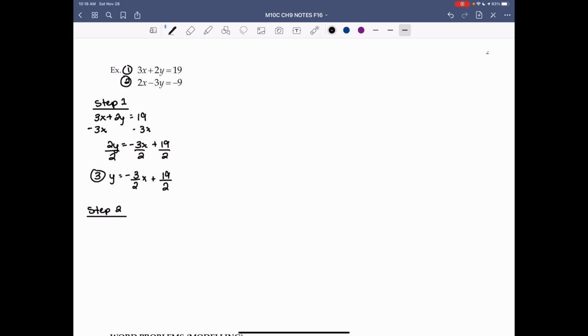Step 2 was to sub the information from equation number 3 into the equation we haven't used yet. So sub negative 3 over 2x plus 19 over 2 into equation number 2, because I haven't used that one yet, for y. Since y was the variable isolated in equation number 3, we get 2x minus 3y equals negative 9. We replace the y in this equation with negative 3 over 2x plus 19 over 2, equals negative 9. We need to multiply the 3 into the brackets.